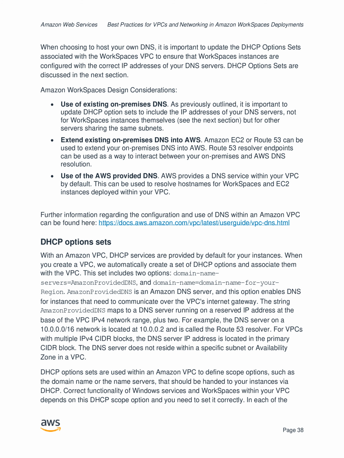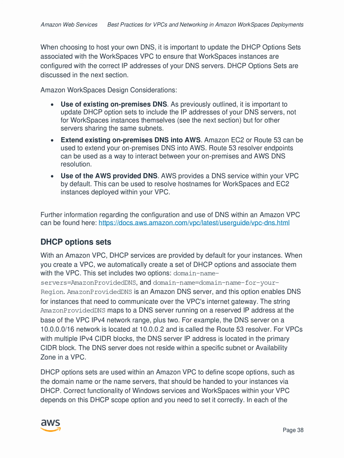For example, the DNS server on a 10.0.0.0/16 network is located at 10.0.0.2 and is called the Route 53 resolver. For VPCs with multiple IPv4 CIDR blocks, the DNS server IP address is located in the primary CIDR block. The DNS server does not reside within a specific subnet or availability zone in a VPC. DHCP option sets are used within an Amazon VPC to define scope options, such as the domain name or the name servers, that should be handed to your instances via DHCP.